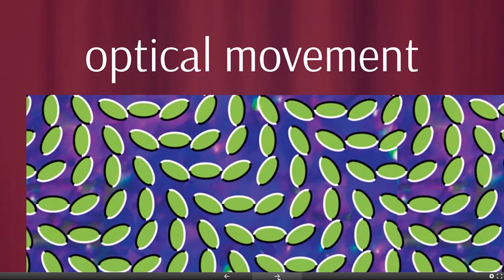Optical movement is a special type of movement. This artwork is not actually moving, but because of the arrangement of colors here, my eye is perceiving movement, and this is called optical movement. Because of the biology of my eye, I perceive movement here. This type of art is a special type of art that takes advantage of the way your eye works, and it's called optical movement.